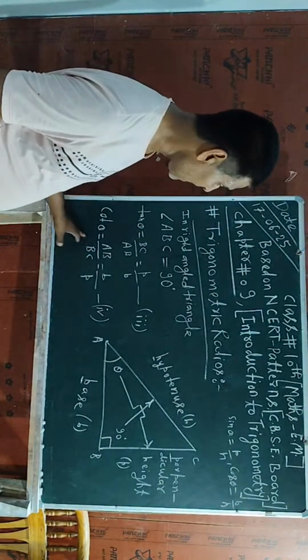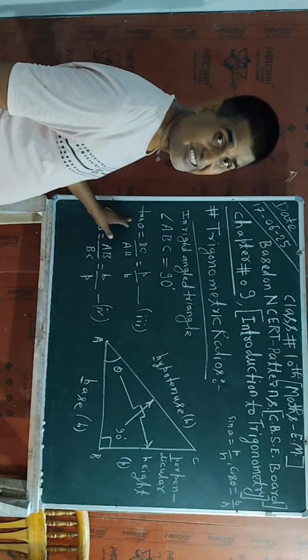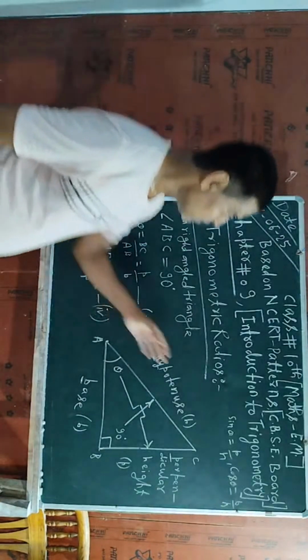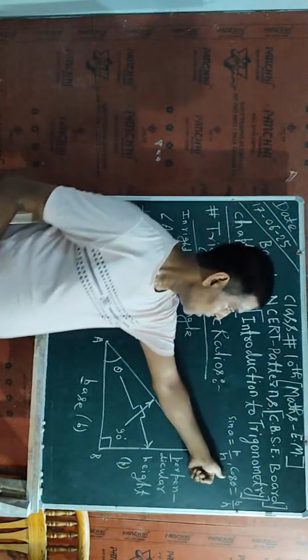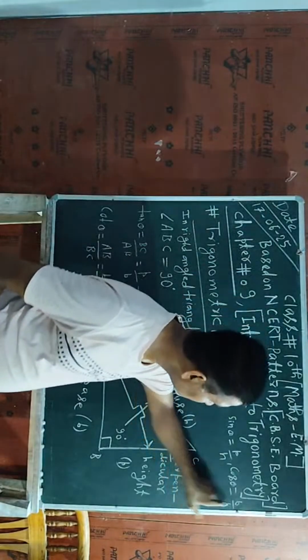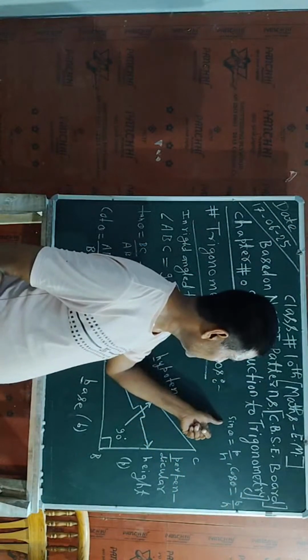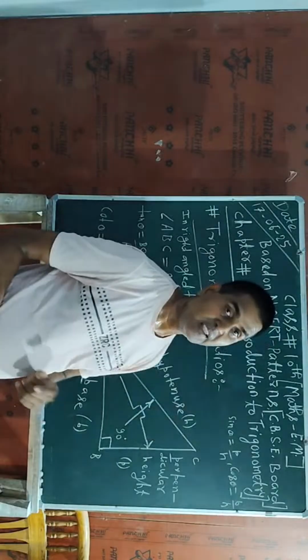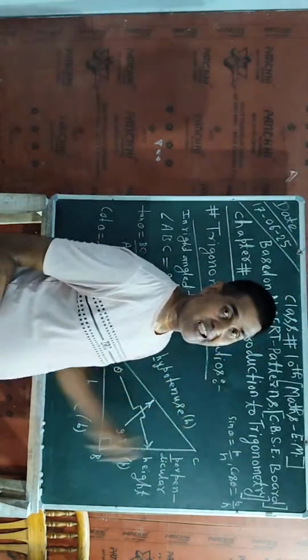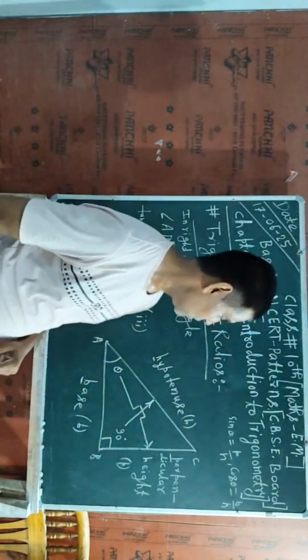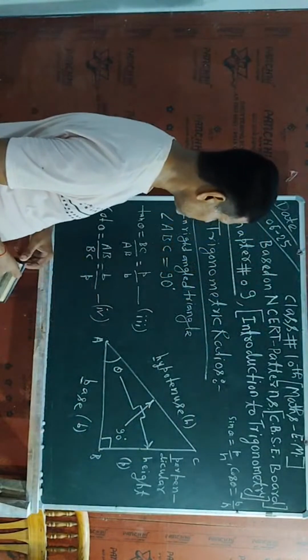So similarly, I will get the value of sec theta and also cosec theta. The value of sec theta is equal to H divided by B, and cosec theta is equal to H divided by P. That is the reciprocal of cos theta and also the reciprocal of sin theta. Okay, so you have to follow it carefully.